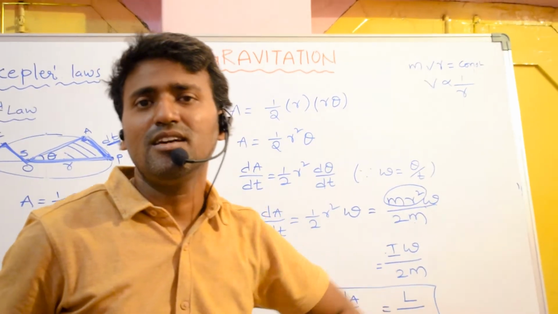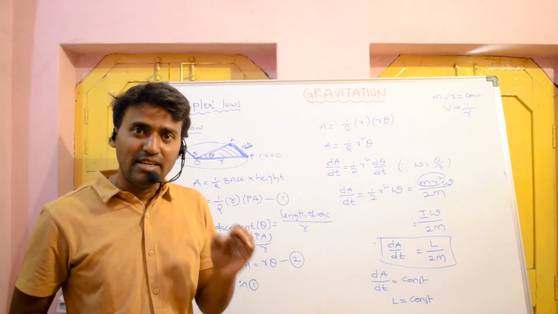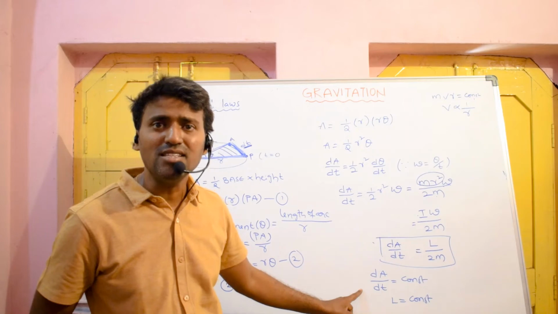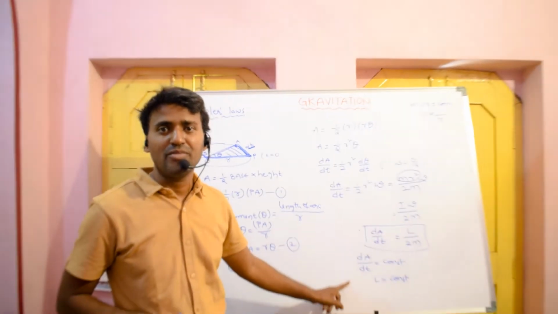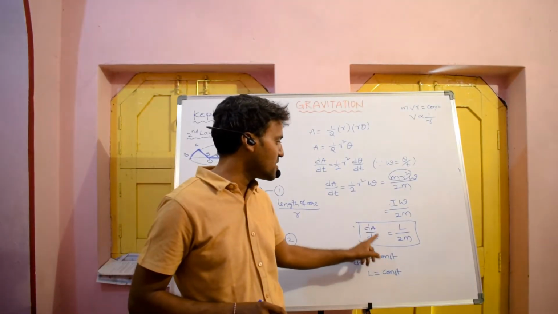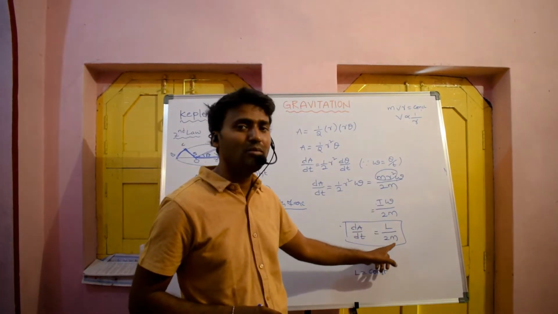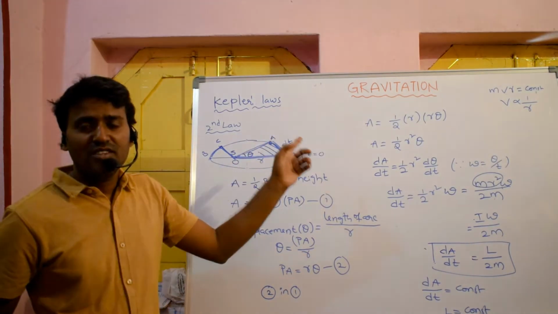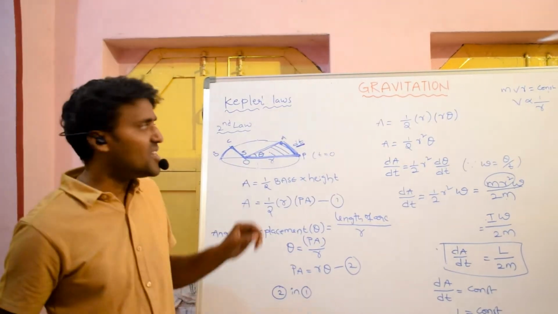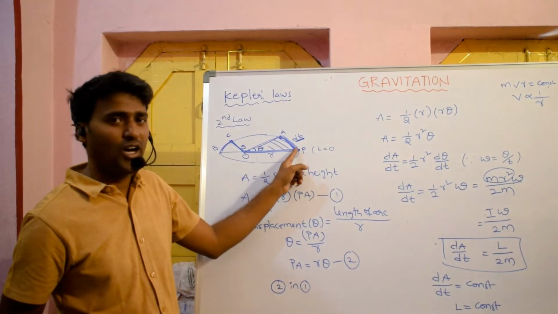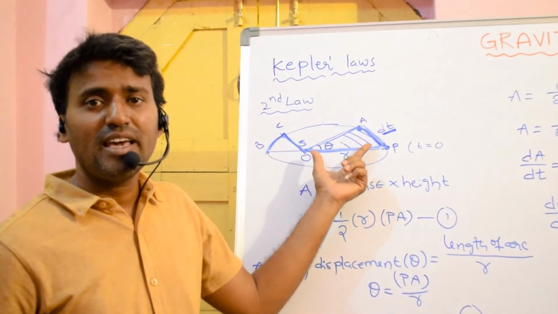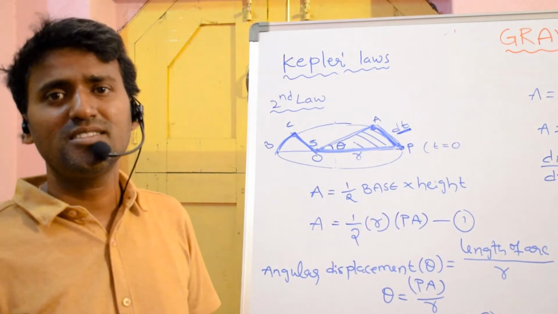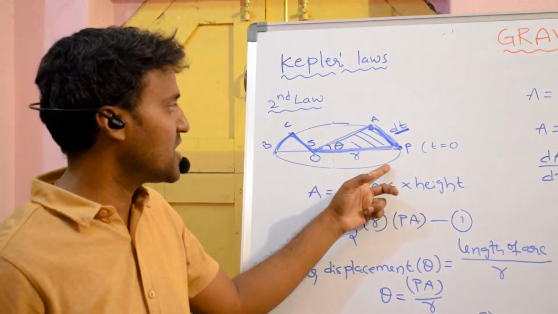So it obeys the angular momentum, and according to this you can also write that it covers equal areas in equal intervals of time. That is dA by dt is equal to constant. So the formula is dA by dt is equal to L by 2m. What is the definition of Kepler's second law? The line joining the sun and planet sweeps out equal areas in equal intervals of time. That is called Kepler's second law.